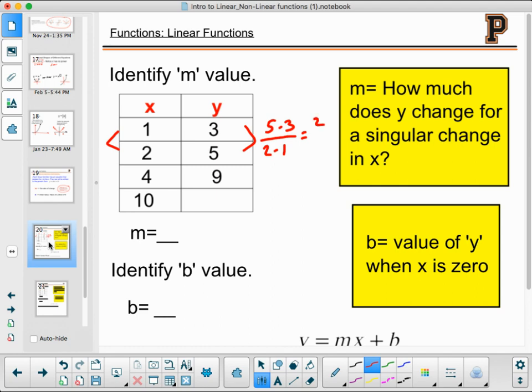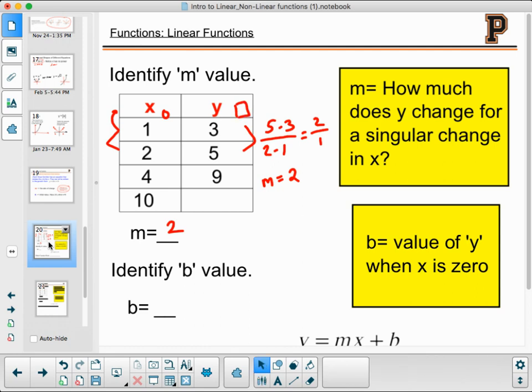So 5 minus 3 is 2 over 1, and when reduced, my m value is just going to be 2. You can kind of see that the numbers are growing by 2 per 1 in x. Now the b value is going to be the value of y when x is 0. There's a couple ways that you can get there. You can literally just trace this back one, and say if this value was 0, what value of y would result from that? Which I think if you trace 3 back by 2, that value would be 1.